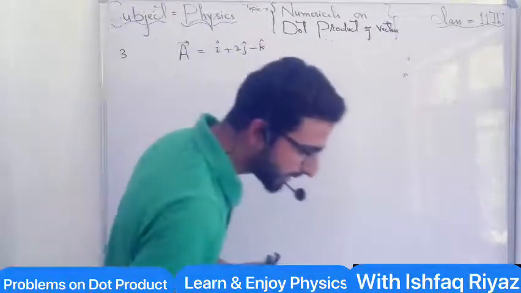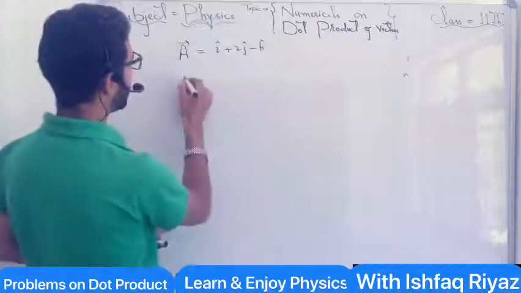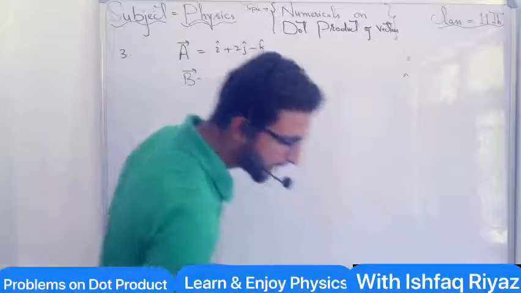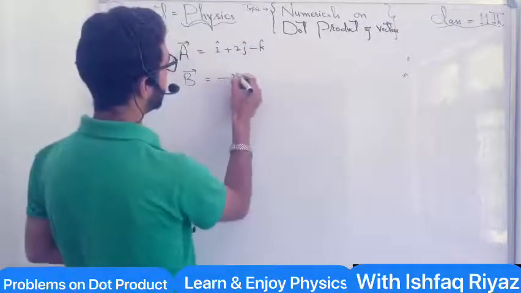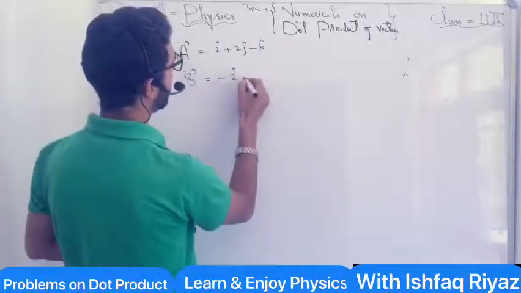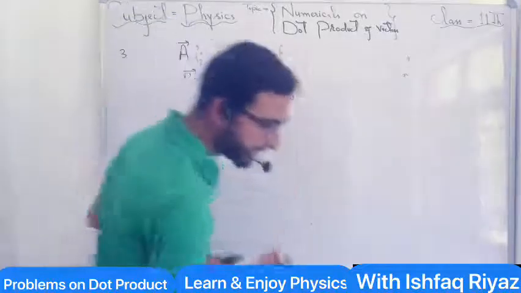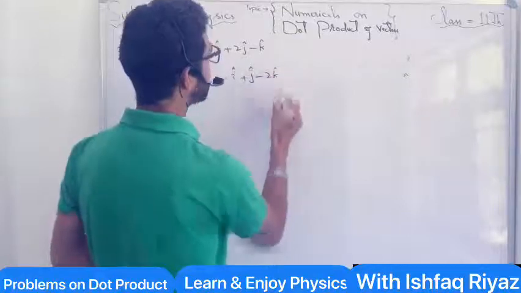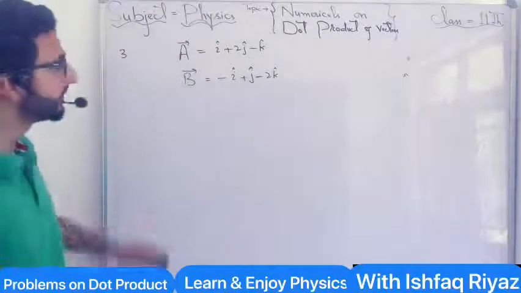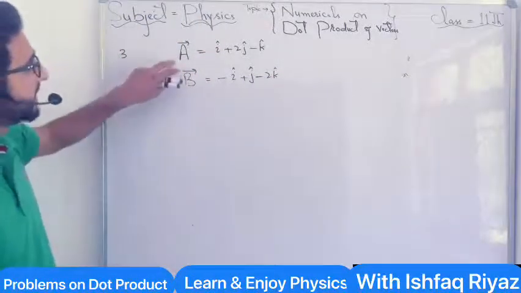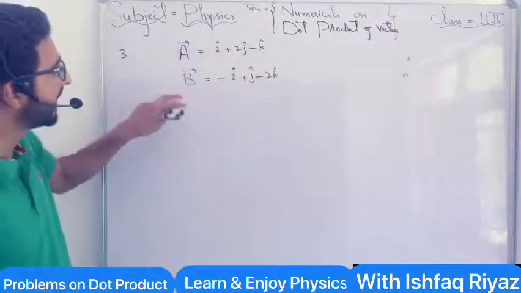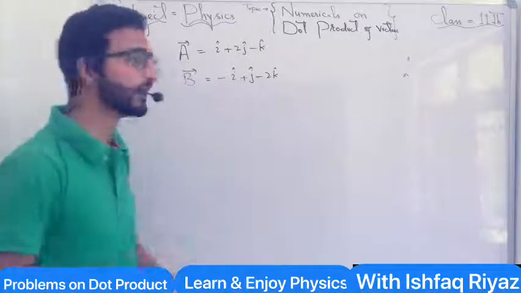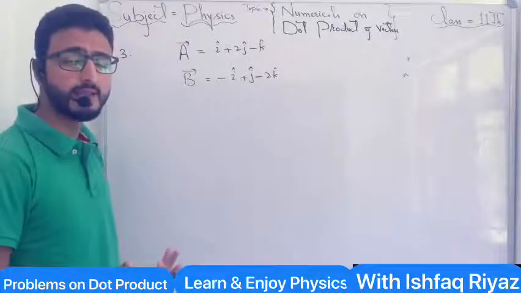I plus 2j minus k, and the vector b is given by minus i plus j minus 2k. We are supposed to calculate the angle between the two vectors, where vector A is i plus 2j minus k and vector B is minus i plus j minus 2k. Right? Now, how do we calculate the angle between the two vectors?